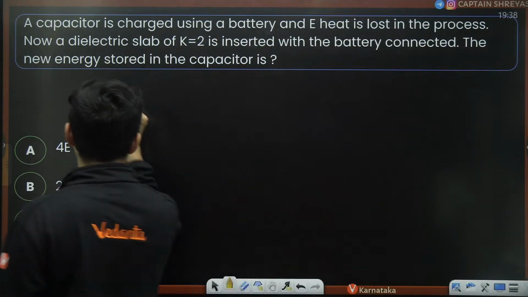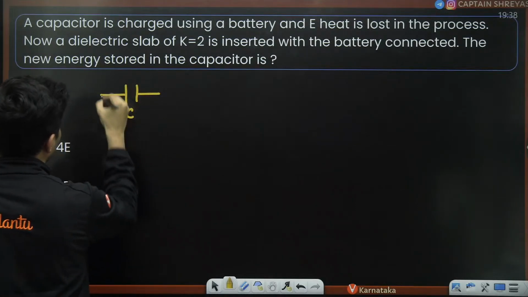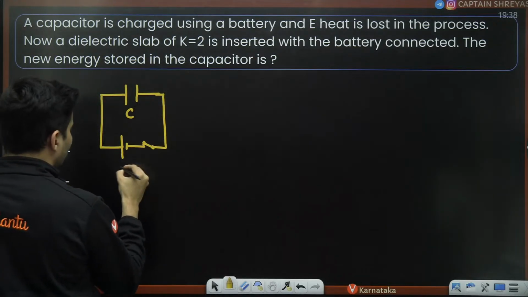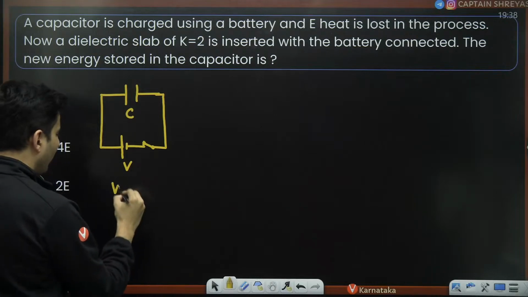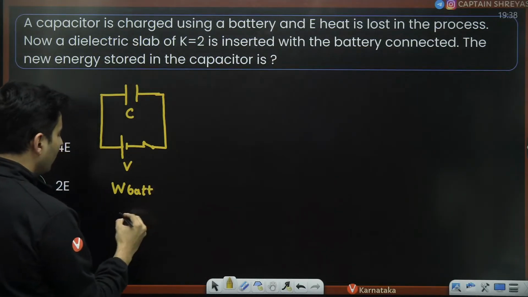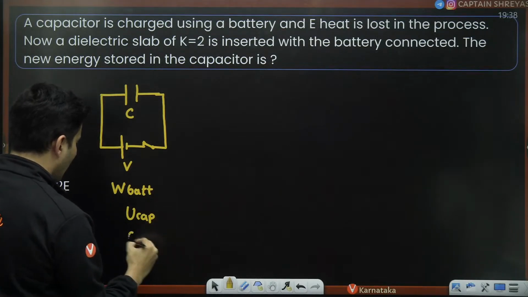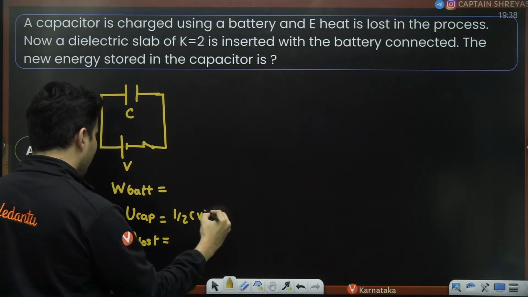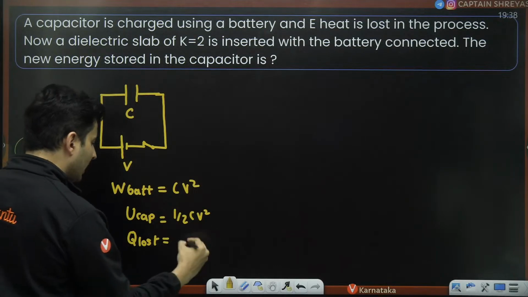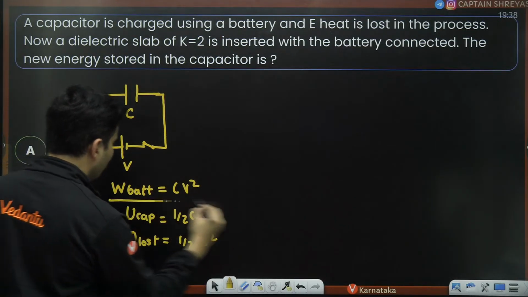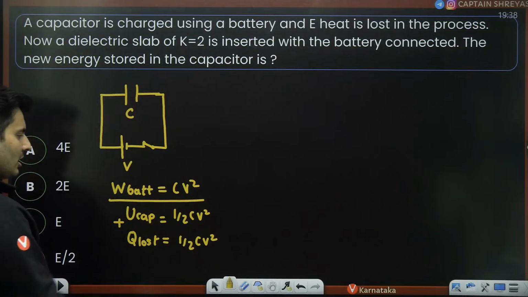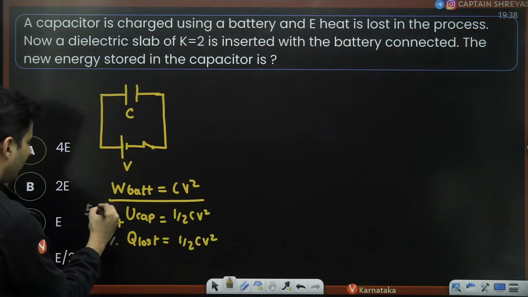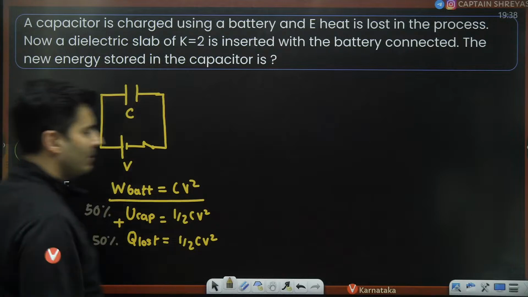Now, there is a standard thing which you should remember: if you take a capacitor and connect it to a battery and turn on the switch, then consider the work done by the battery, the energy stored in the capacitor, and the heat which is lost. What are these values? Energy stored in the capacitor is half CV square, work done is CV square, energy lost is half CV square. Basically, this plus this is this. So exactly you can say that 50% is lost, 50% is stored from whatever the battery supplies.